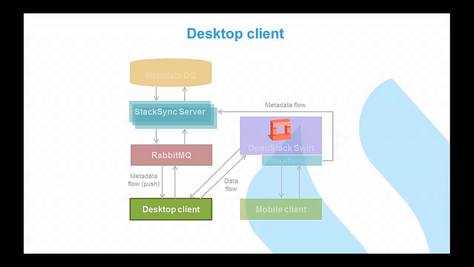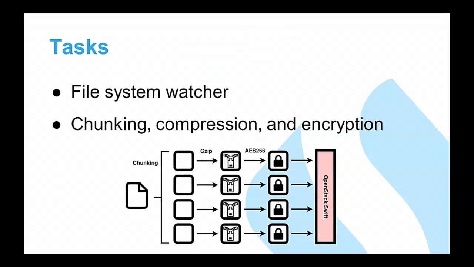Now, I would like to explain what happens with the desktop client. So when the desktop client receives a notification that there's a new file, we have to do some processing here. The main task of the desktop client is, first of all, to watch the file system. We have to be always watching the file system to detect user actions, for example, create, modify, or remove a file. And the second one, if the user creates a file, we have to do the process that I told you before.